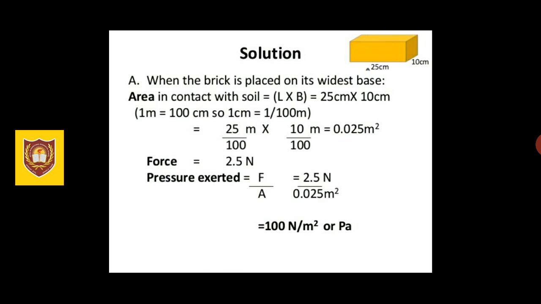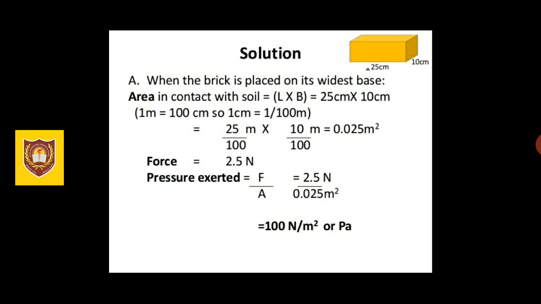Area of a rectangular space is length into breadth. But make sure of one thing, we have to take the SI units of all the things. Here this length and breadth is in the centimeter. So what we have to do? We have to convert it into meters. So 1 meter is equals to 100 centimeter and 1 centimeter is equals to 1 by 100 meter. So we have to convert this 25 centimeter and 10 centimeter into meter. So 25 by 100 meter into 10 by 100 meter. So it means 0.025 meter square is the area of the contact with the soil, means length into breadth.